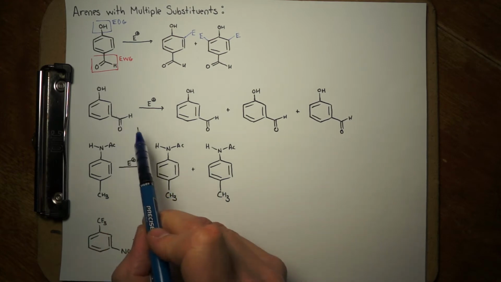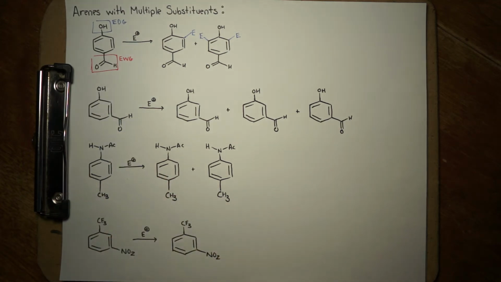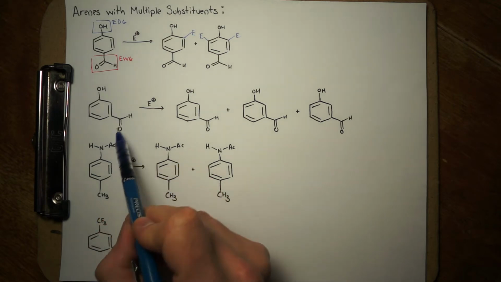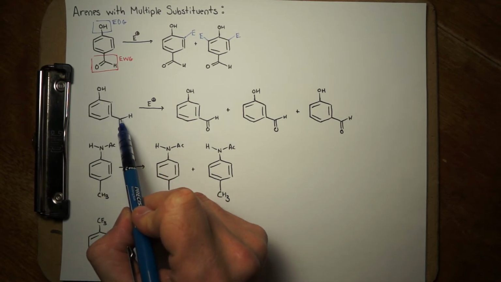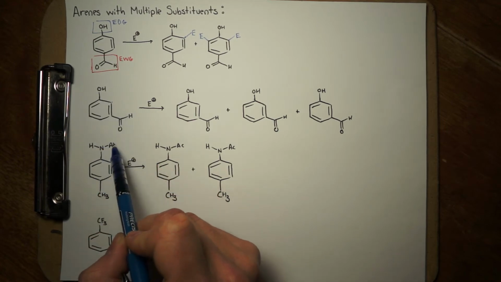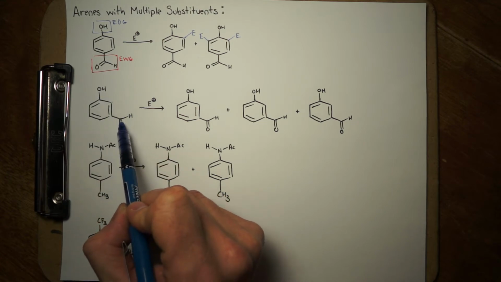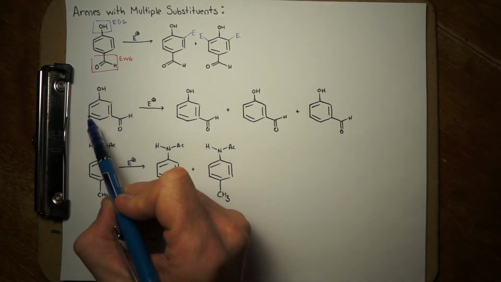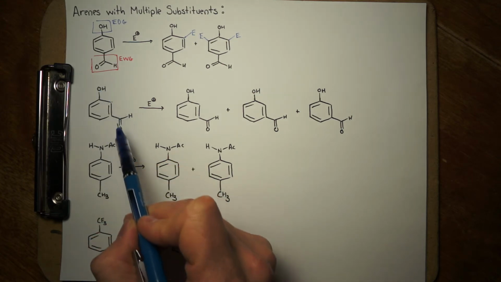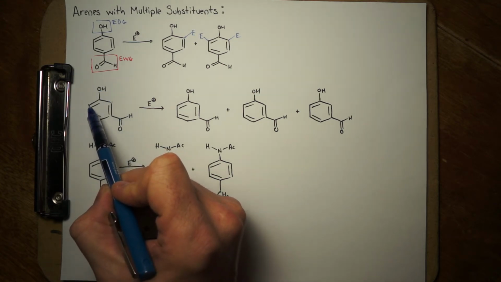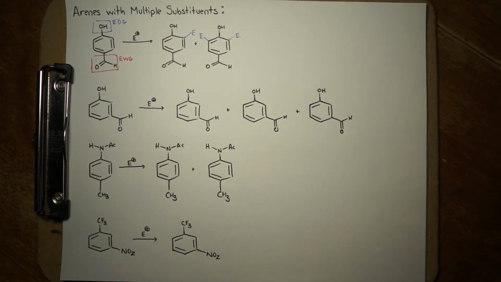If we take a look at the second reaction, now we have a meta relationship between the hydroxy group and the aldehyde. So when electrophilic aromatic substitution takes place, it can take place in one of four positions. It can take place here, which has an ortho relationship to both the electron donating and withdrawing group. It can take place here, which has a para relationship to the donating group and an ortho relationship to the electron withdrawing group. Substitution could take place here, which is meta relative to both the donating and withdrawing group. Or substitution could take place here, which is ortho to the donating group, para to the withdrawing group.